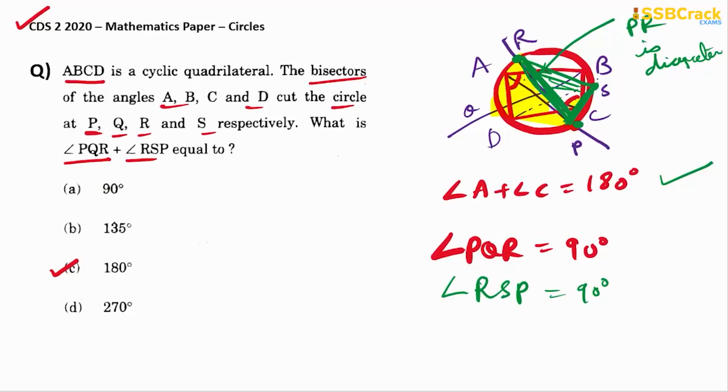So we could see that the sum comes to 180 degrees, that is 90 plus 90. This was only possible because of this property: for a cyclic quadrilateral, the segment connecting the points where the angle bisectors of the opposite vertices intersect the circle will be a diameter of the circle.